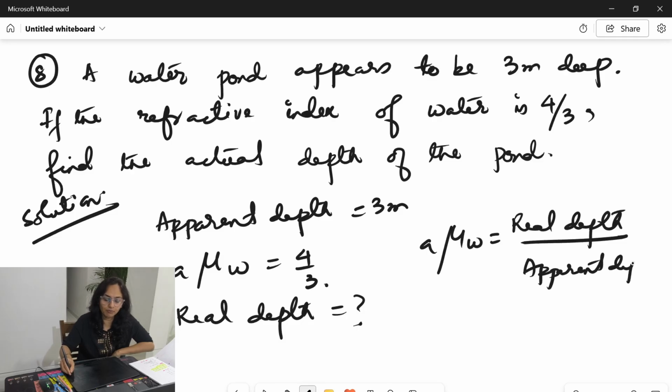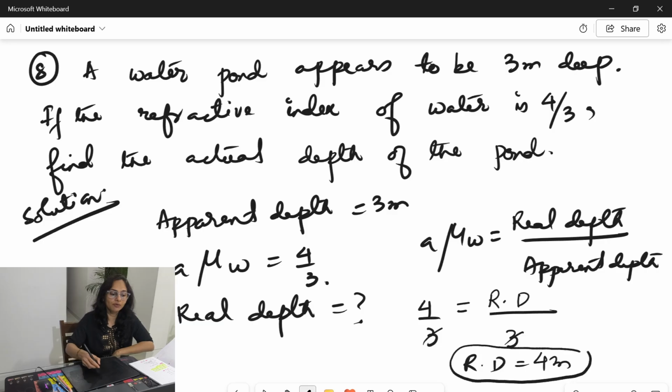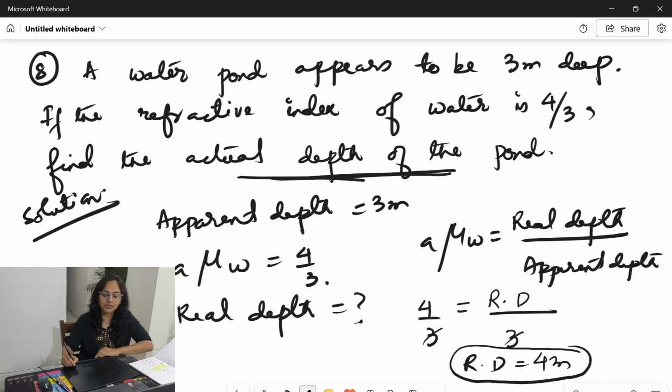Right? Simple formula. Now the values are given to us. So we can write 4/3 equals real depth, I am writing RD for now, upon 3. So we can very easily calculate and get RD, that means real depth is equal to 4 meter. So we were supposed to calculate the actual depth of the pond, and the actual depth of the pond is coming as 4 meter. So the formula used is mu is equal to real depth upon apparent depth.